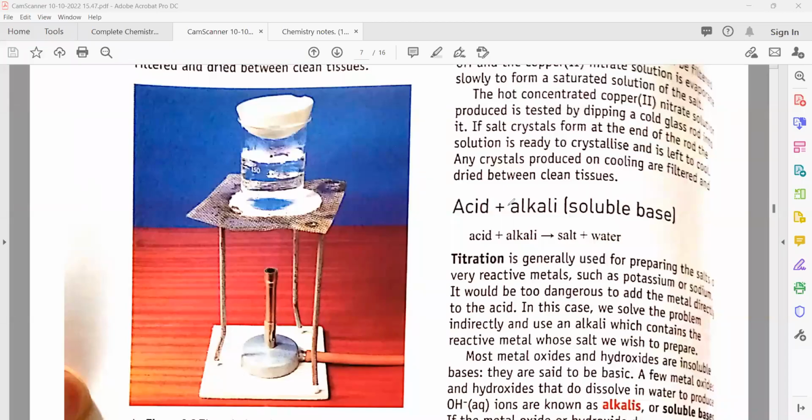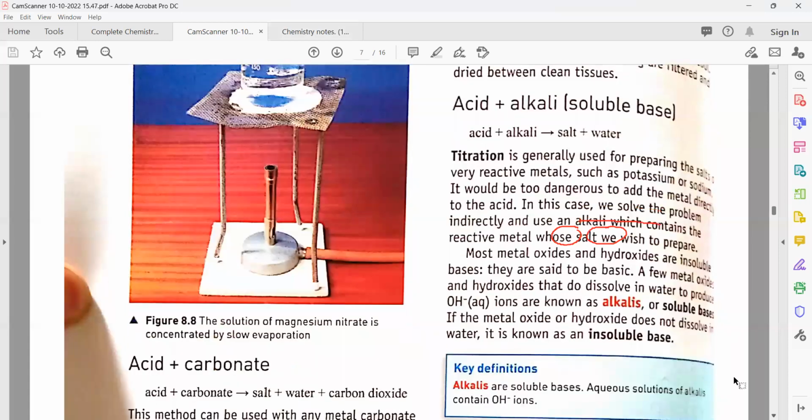Okay, now this is another type, I think it's the third method, in which we have acid plus alkali, or you can say a soluble base. So we learned about this very well here: acid and alkali give a salt and water as products. So here it's going to explain in detail about titration. What is titration? Let's see here and find out the reaction.